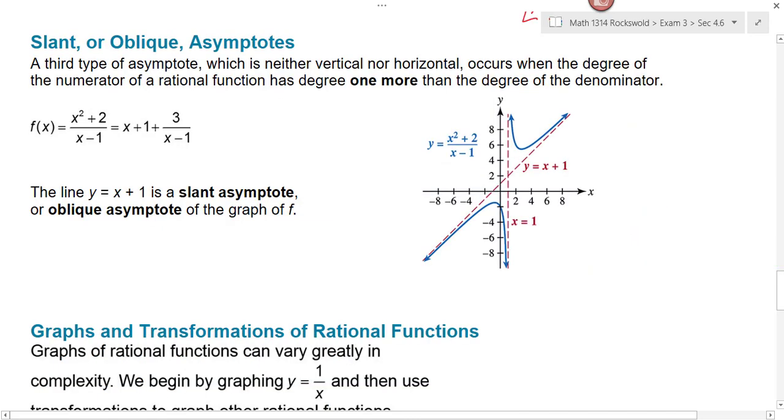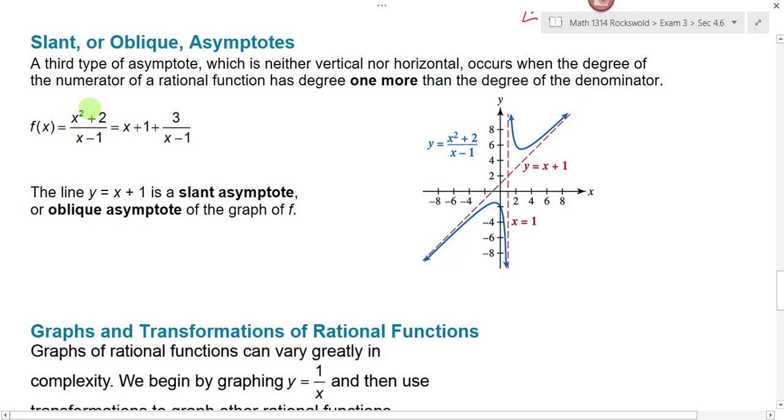If you don't have a horizontal asymptote, you may have a slant or an oblique asymptote. Oblique is just another way of saying slant. A third type of asymptote, which is neither vertical nor horizontal, occurs when the degree of the numerator is 1 more than the degree of the denominator. So here, the degree of the numerator is 1 more than the degree of the denominator.